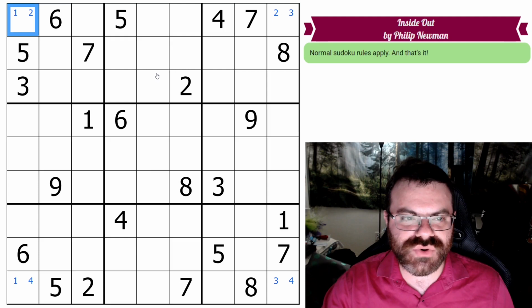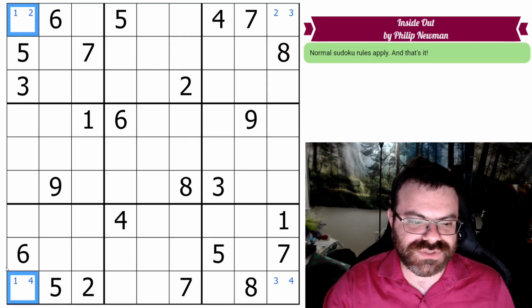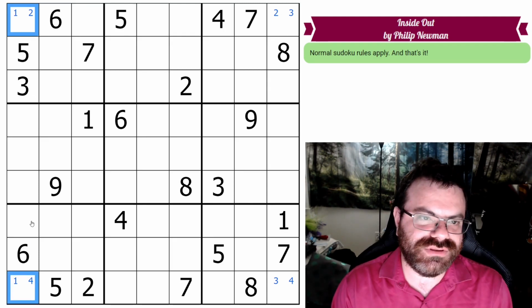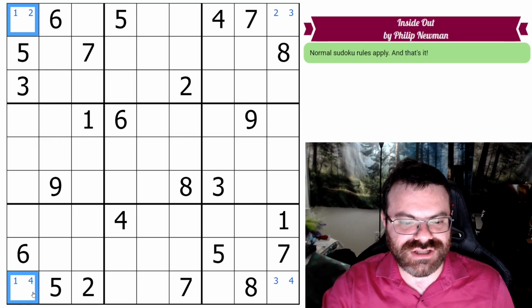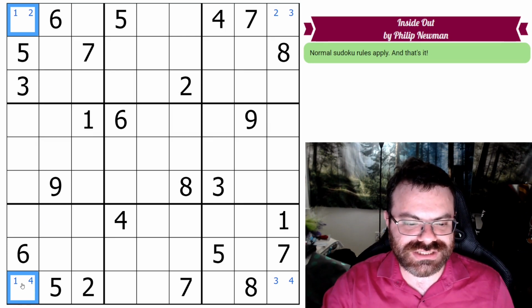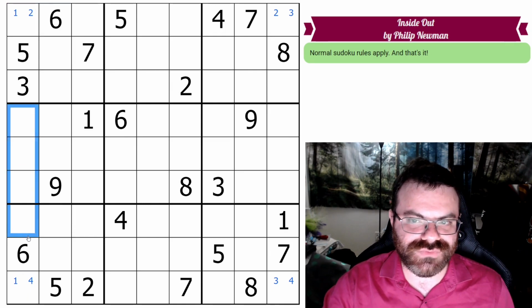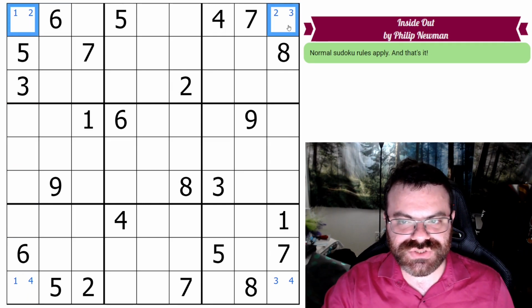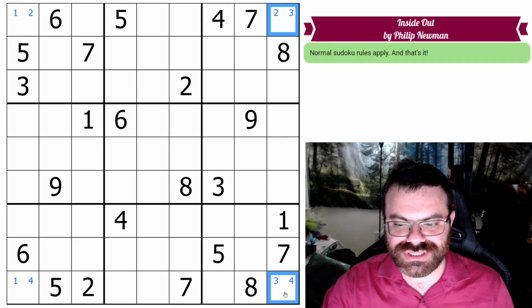So first of all, I'm going to point out, we do have strong links here. There's a strong link between these two ones. Remember my X-wing example, there was a strong link in this column. And the strong link is because if this one's not a 1, this one must be a 1, and vice versa. There's a strong link between these two because nowhere else in the column can be a 1. There's a strong link between these 2s, there's a strong link between these 3s, and there's a strong link between these 4s.